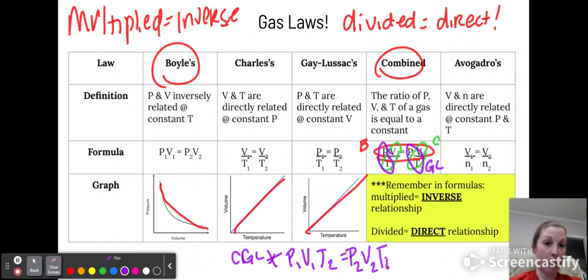And then the last one is Avogadro's. Remember, he's the guy with the moles, so his law should include moles. So volume and moles are directly related if pressure and temperature are constant. So that would be V1 over N1 is equal to V2 over N2.